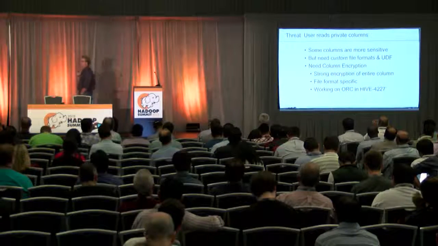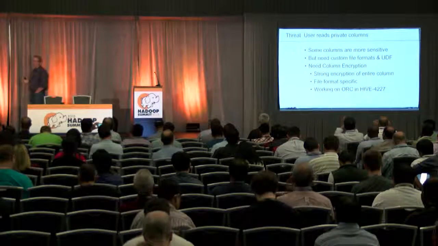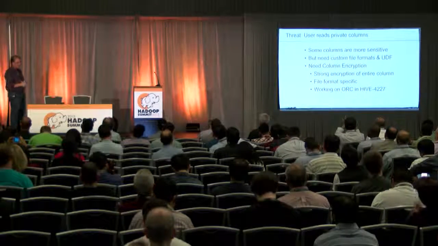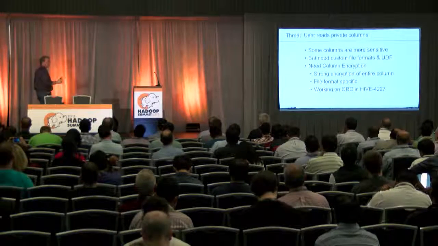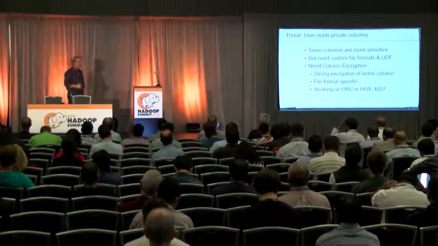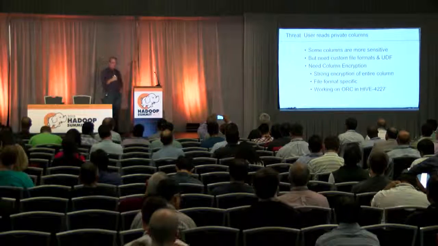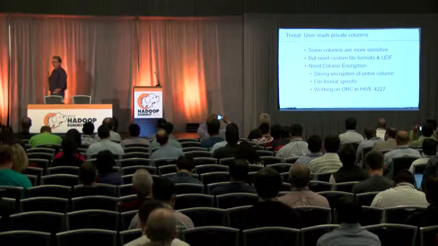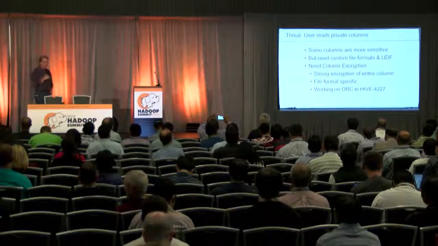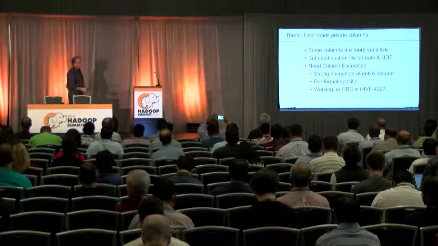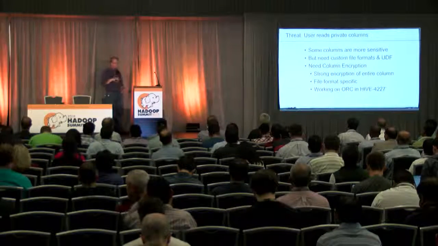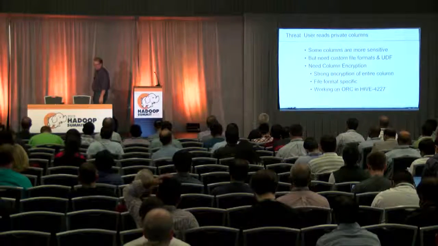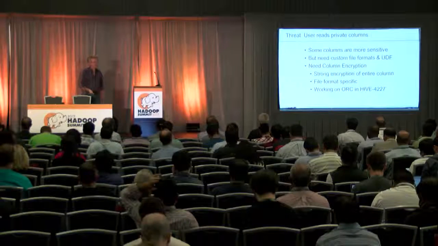However, one of the problems with Hive Server 2 is that you don't want to enable user code to run in there because the user is running as Hive Server 2. Then they have access to all the HDFS files that Hive Server 2 has. And so to protect against that, we're working on column encryption in ORC. What that will do is use strong encryption on the entire column. So it's format specific. It will encrypt the data altogether, and we're working on that in Hive 4.2.7.